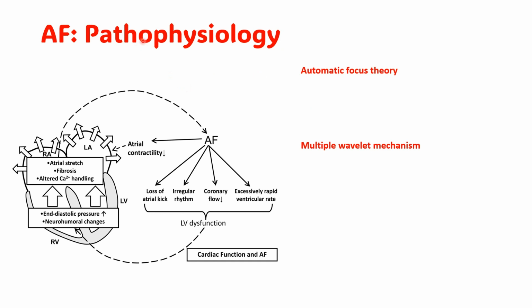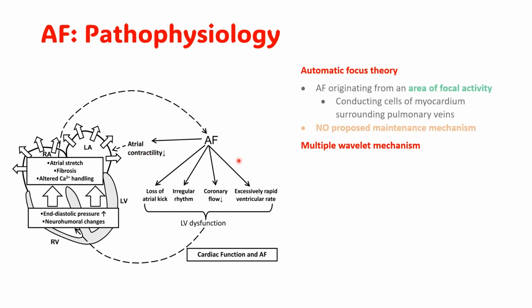So let's talk about the pathophysiology of atrial fibrillation. At the moment, it's not really fully understood, but there's various theories which try to essentially explain the mechanism of the pathophysiology. But essentially, what you have is a disruption in the normal electrophysiological mechanism of the atrial myocardium, the atrial muscle. And we have two theories here. We have an automatic focus theory and a multiple wavelet mechanism. We also have this nice diagram here, which I'm going to mention in a second.